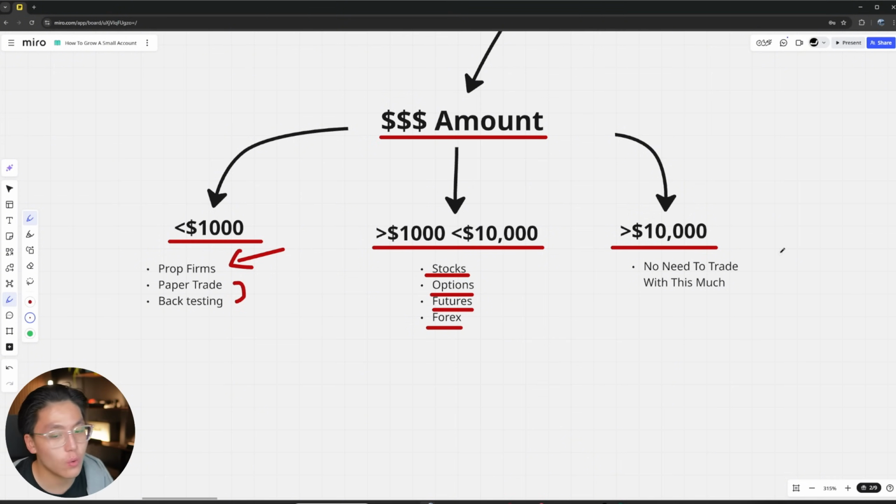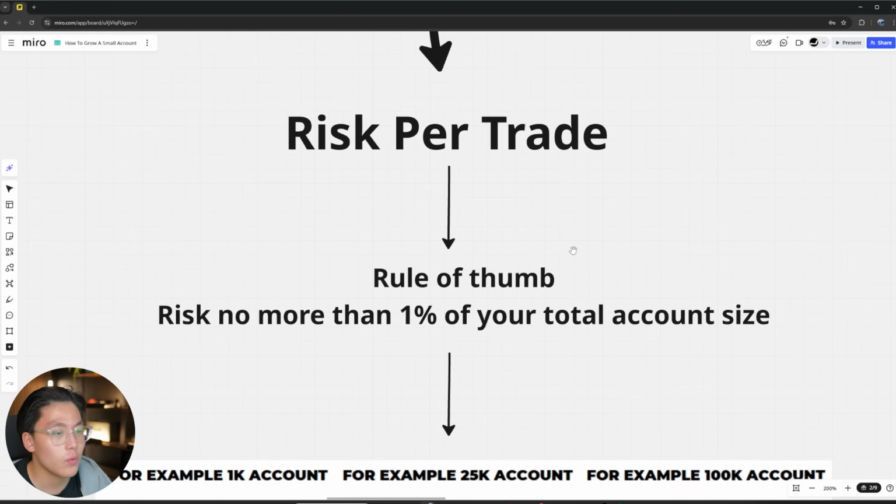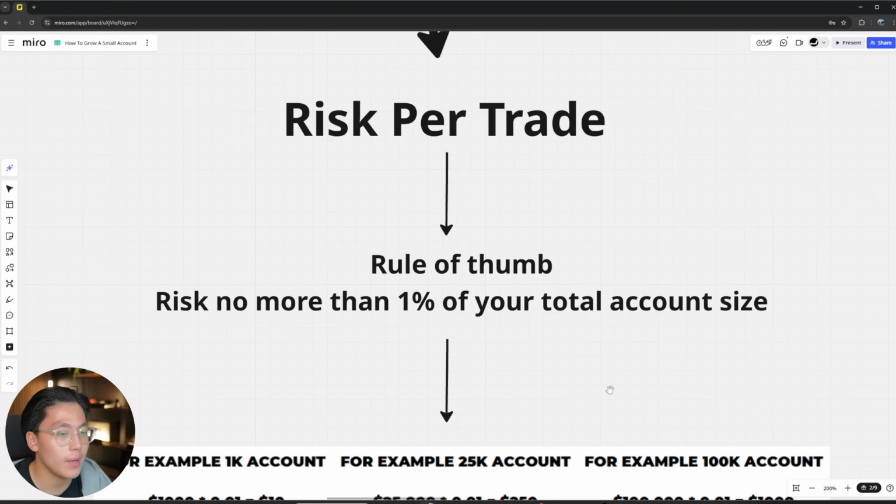So now with this out of the way, let's talk about how much we should risk per trade. So when we're talking about risk per trade, a good rule of thumb is that you should risk no more than 1% of your total account size. This is if you have a little bit of a larger account here and we're strictly basing off percentages. Of course, if you're risking 1% on a very small account, you're not going to make that much money. But we'll talk about some things that you can do once you develop an edge in this case.